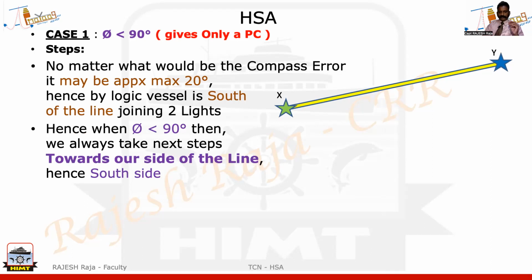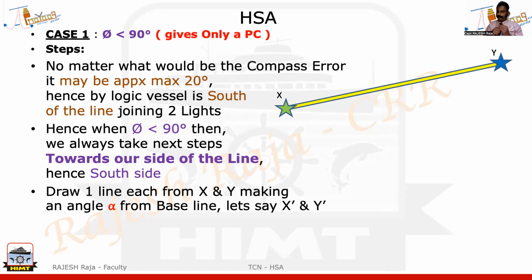Now I got theta less than 90. So what is this towards the vessel or away from the vessel, which is northerly side? For everything which is theta less than 90, I'm going to do some steps towards my vessel. That means I'm going to look at this yellow color line and I'm going to see something towards the vessel. This is where I'm going to use alpha. I'm going to make two more lines with an angle alpha, and I call this yellow color line as a baseline. So I'm going to draw two more lines with an angle alpha with the baseline towards my vessel.